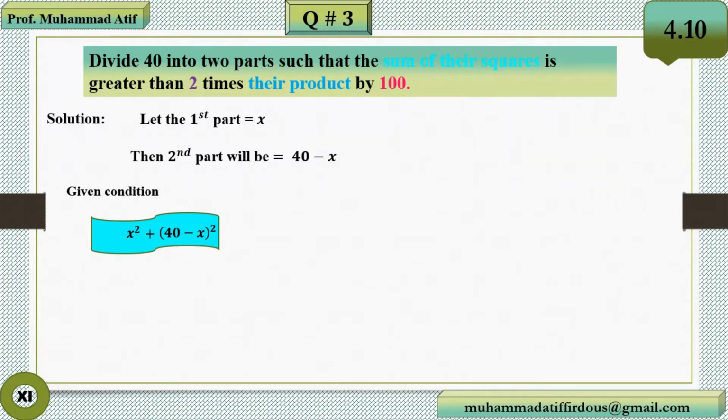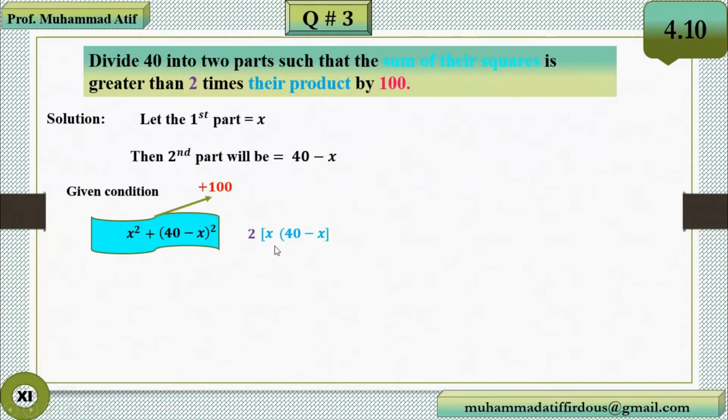Is means equal. Is greater than 2 times of their product means you just have to multiply these two numbers and multiply with 2. So this is the product of these two numbers, x and 40 minus x. You just multiply this, and 2 times of their product means multiply 2 with their product. Now coming back to our problem, the sum of their squares is greater than 2 times of their product by 100. This means the left hand side is greater by 100.